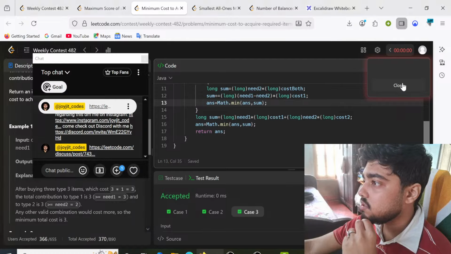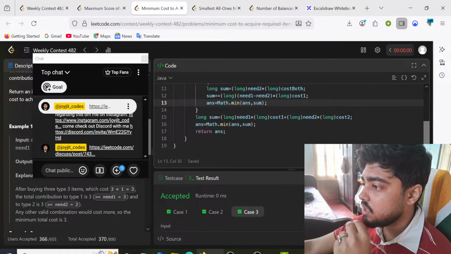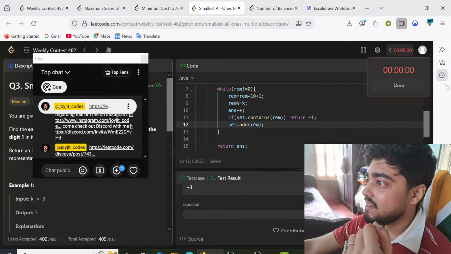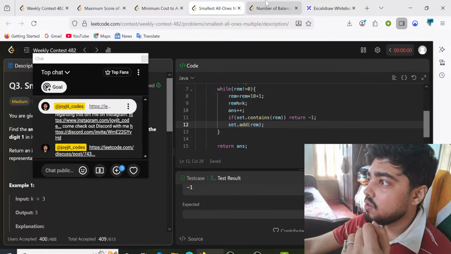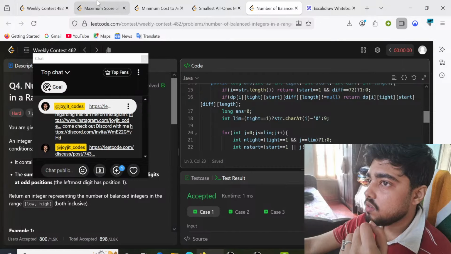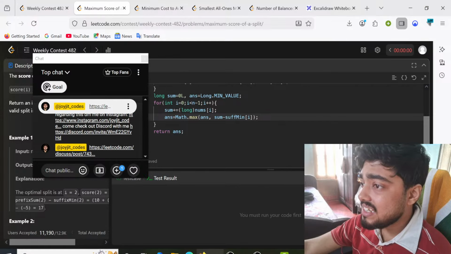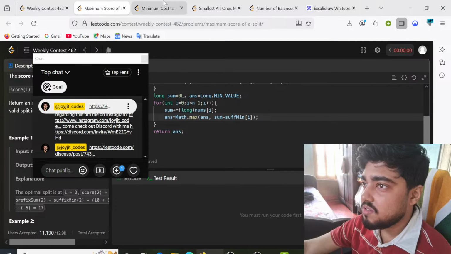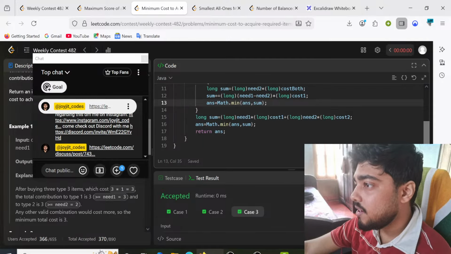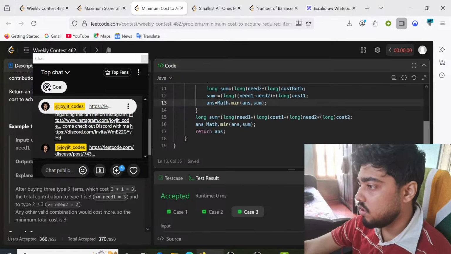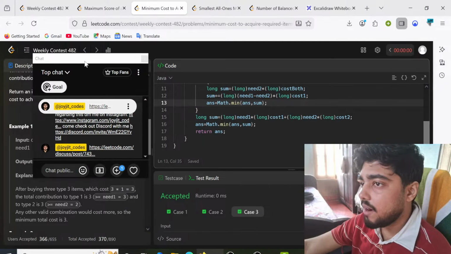Is this because of this thing? This close. Now I think, yeah, now it is going better. So I think this close is getting some issues. Okay. Got it.